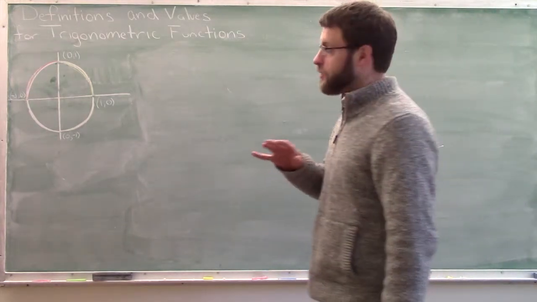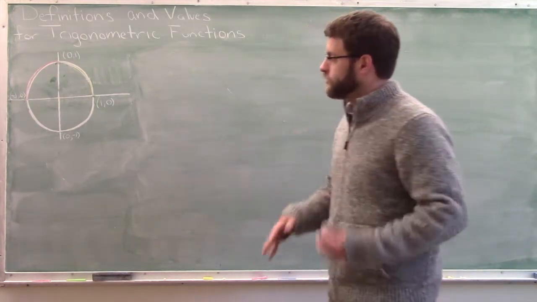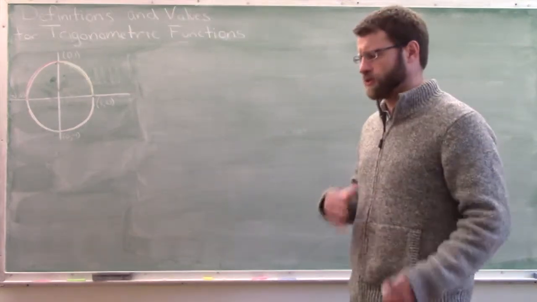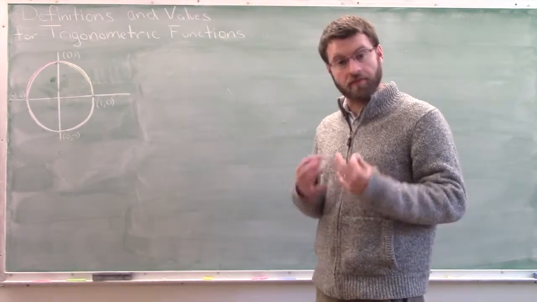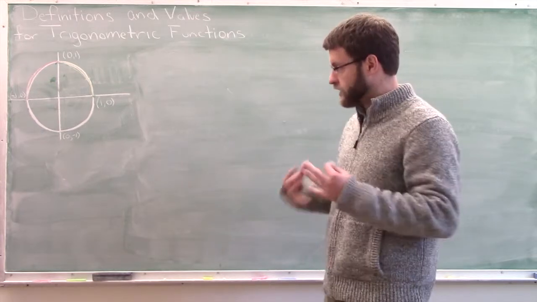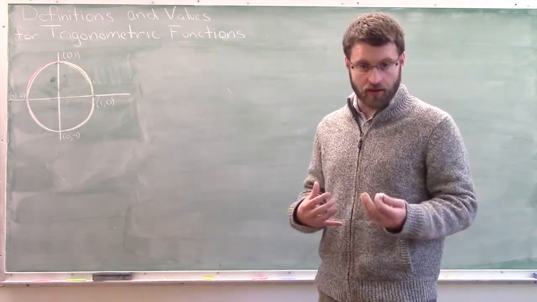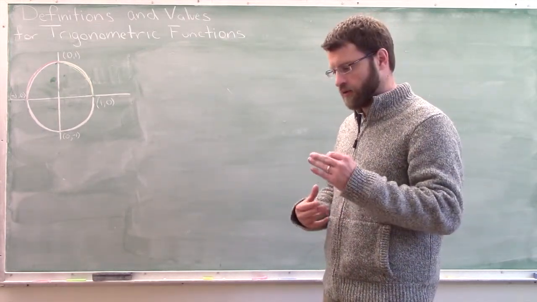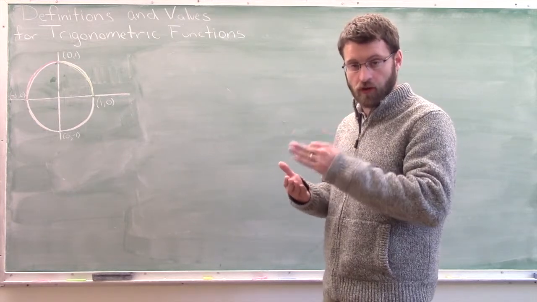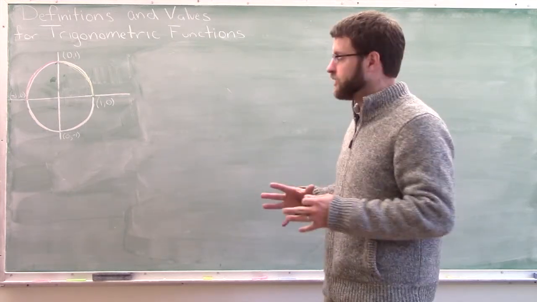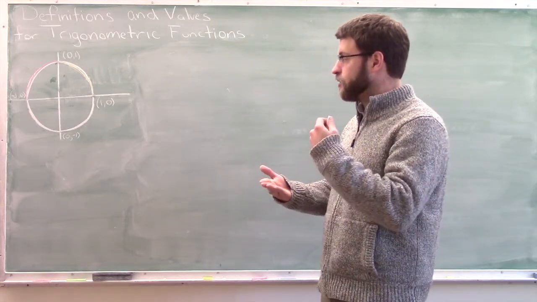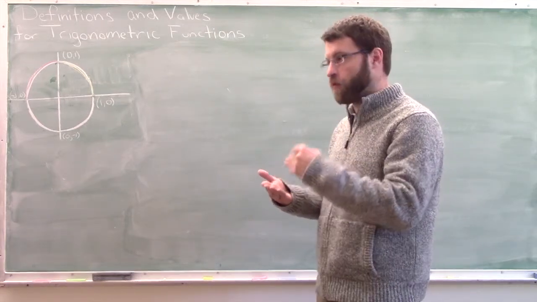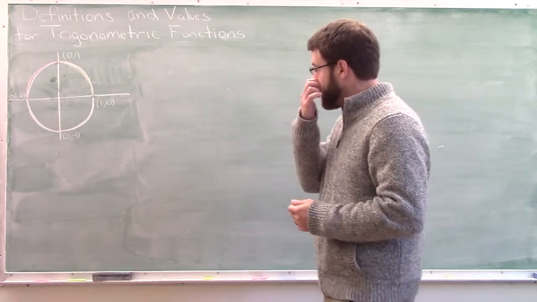In this video, I want to remind you of the definitions of the trigonometric functions, and I want to show you a technique for creating a table that contains all the values of the trig functions, sine and cosine, for the special angles that you're familiar with. So 0, 30, 45, 60, 90 degrees, and then their corresponding radian equivalents. So 0, pi by 6, pi by 4, pi by 3, and pi by 2.